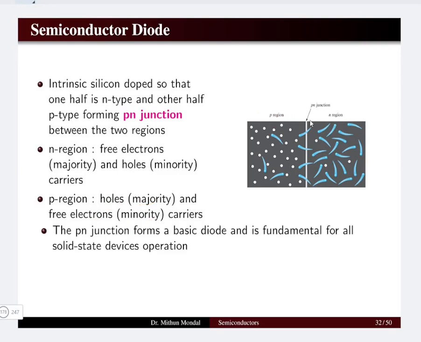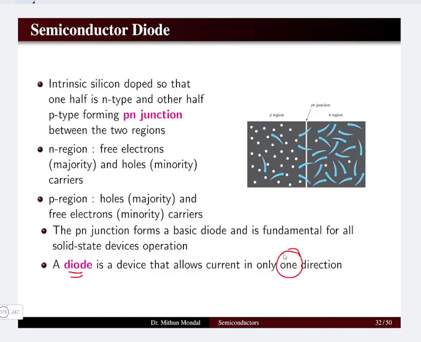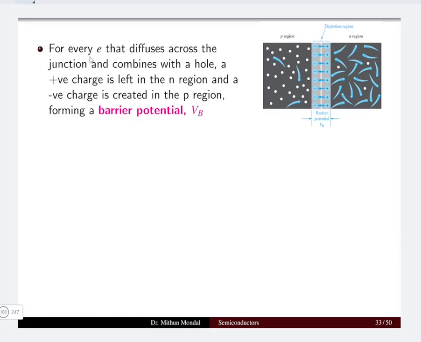Now the junction between the two regions is known as the PN junction, which forms the basic diode. So when we say diodes, it is basically the PN junction diode, and it is fundamental for all solid state device operations. Whatever solid state devices we are going to study are based on this PN junction diode operation. A diode is a device which conducts in only one direction. So if you have the conduction of current flowing only in one direction, that is known as a diode.